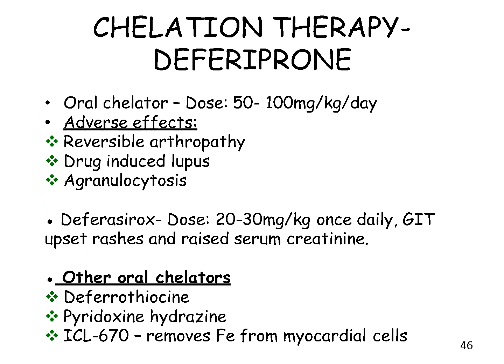Oral iron chelators: deferiprone, dose is 40 to 100 mg per kg per day. Adverse effects: reversible arthropathy, drug-induced lupus, agranulocytosis. Another oral chelator is deferasirox, dose is 20 to 30 mg per kg once daily. Adverse effects are GIT upset, rashes, and raised serum creatinine. Other oral chelators are deferothiocin, pyridoxine, ICL 670. This removes iron from myocardial cells.